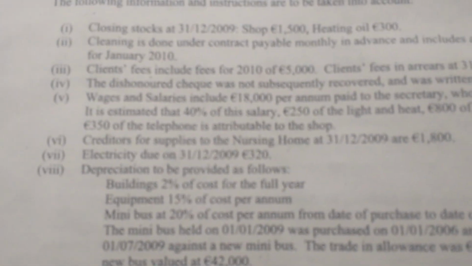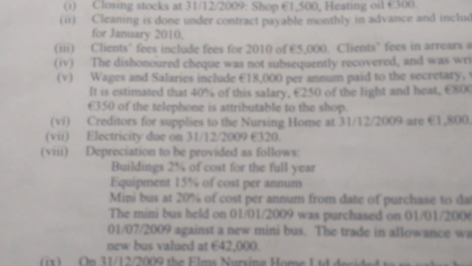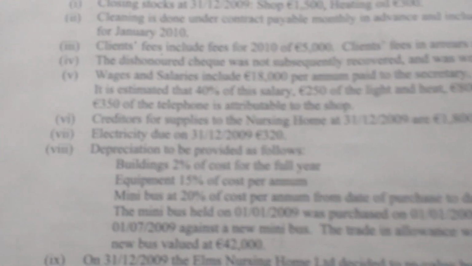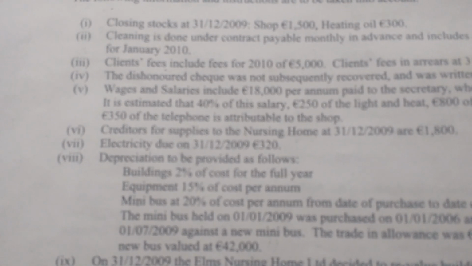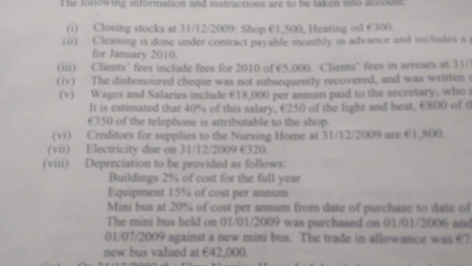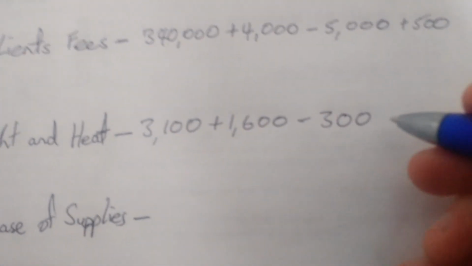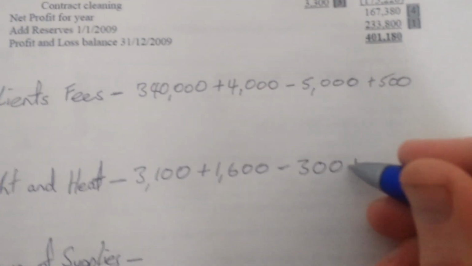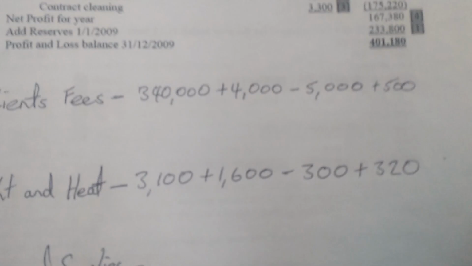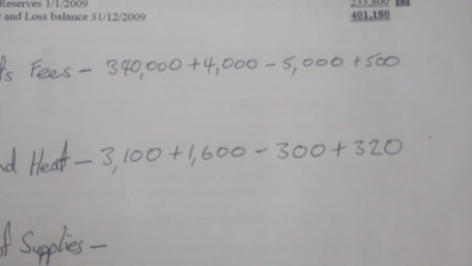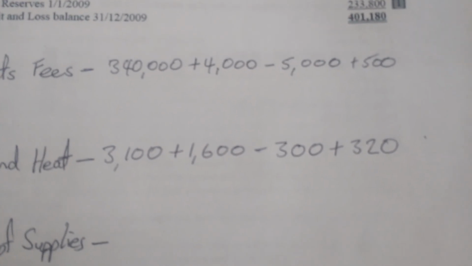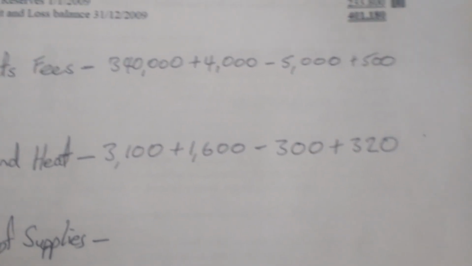And lastly then, if we go back here again, usually in this question there's something about electricity due, and there is, part 7. It says electricity due on the 31st of the 12th, 2009, €320. So we're going to add that on. So I'm going to say plus 320. That's electricity due, so that means that we used the electricity this year, but we just haven't paid the bill yet. But it was for this year, so we're adding that on to the cost for this year.